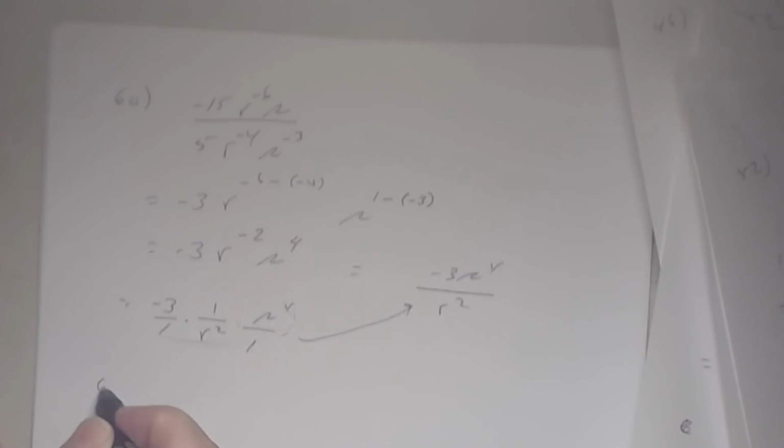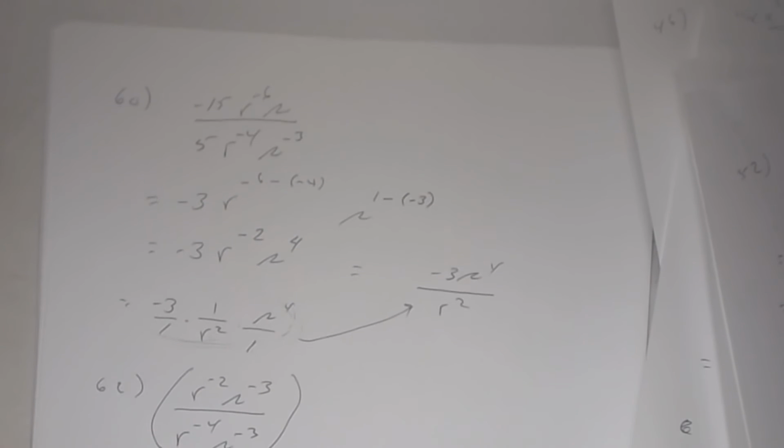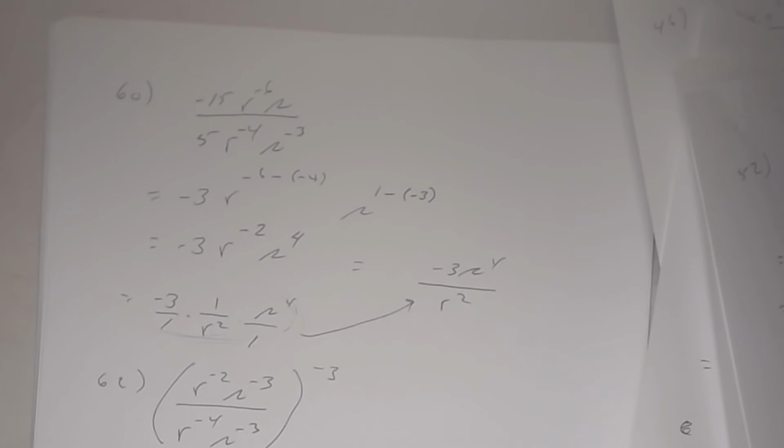62. You have the numerator is r to the negative second, s to the negative third. The denominator is r to the negative fourth, s to the negative third. All that's being raised to the negative third power. All right, there are two approaches you can take here, two paths you can take, but we're going to do just one of them. So you tell me which one you want to do. What's the first step you want to do?